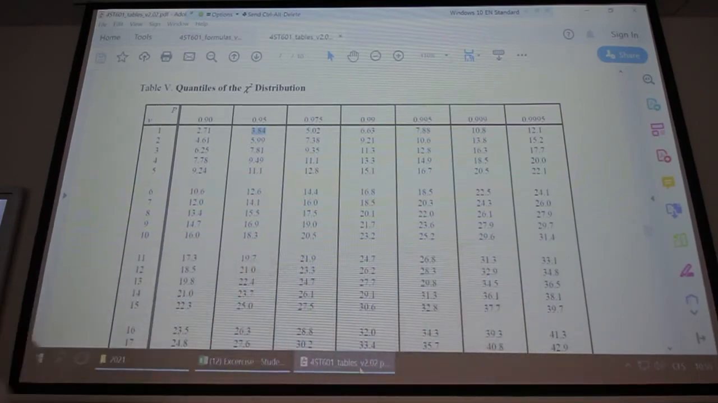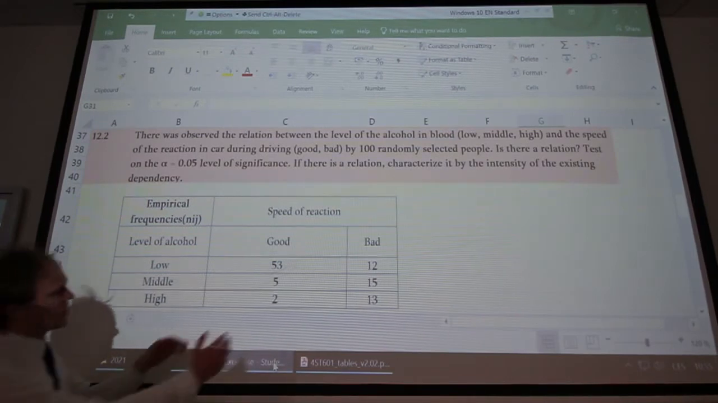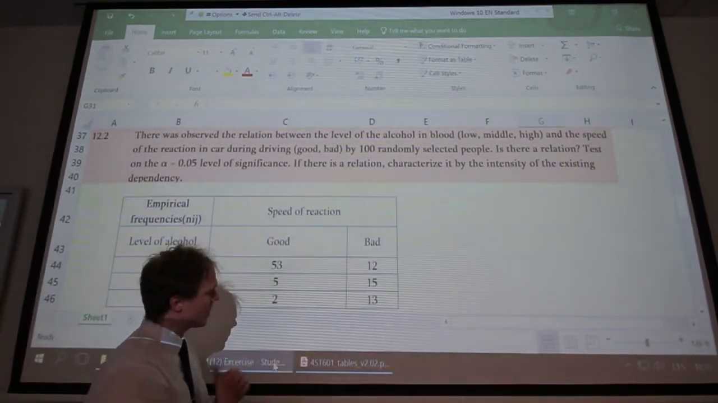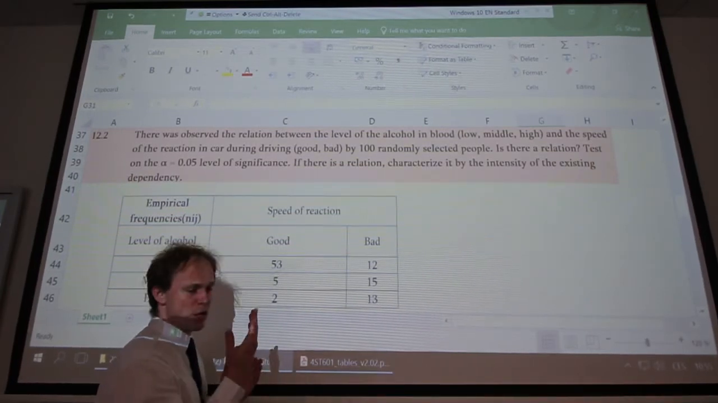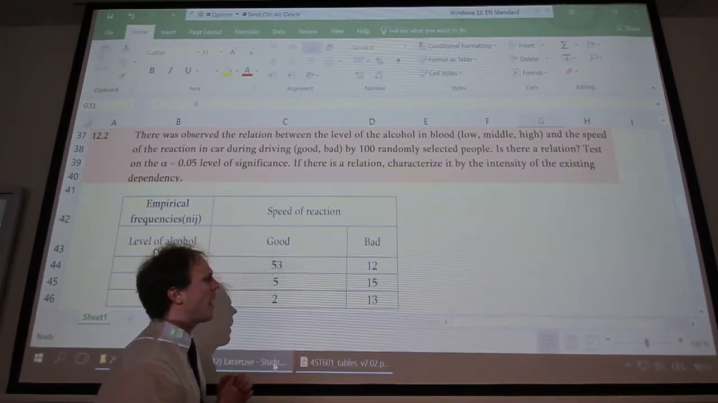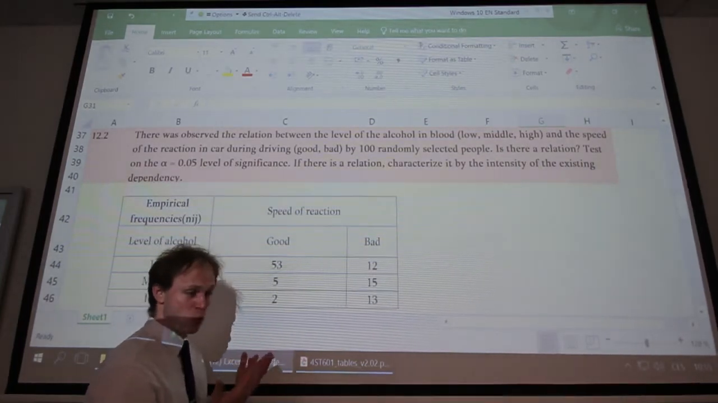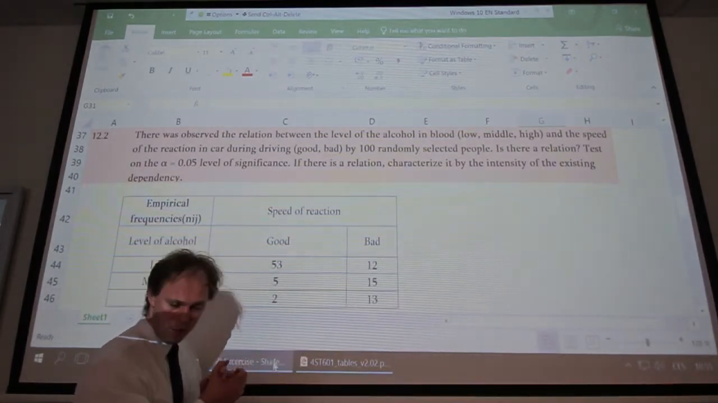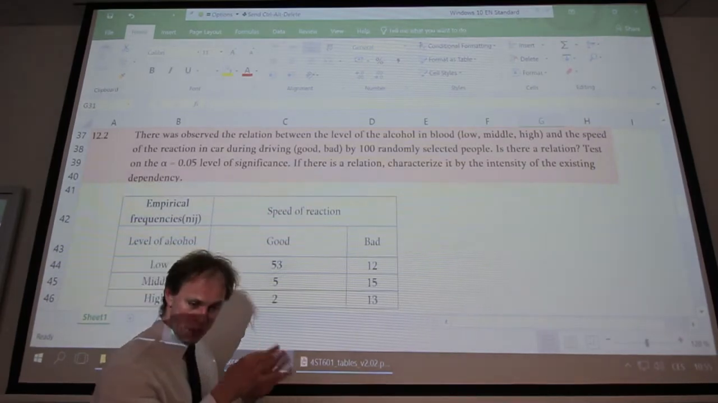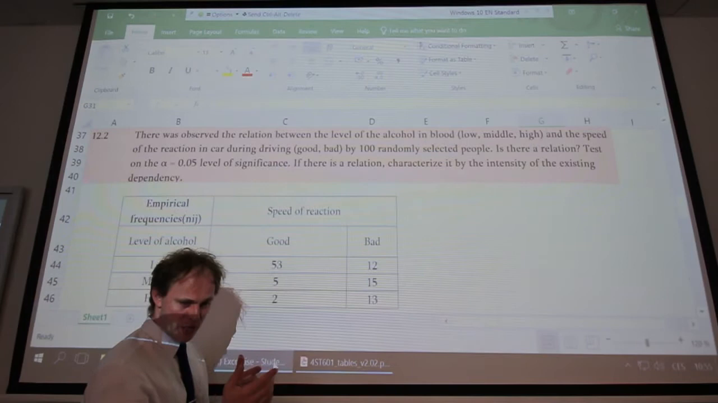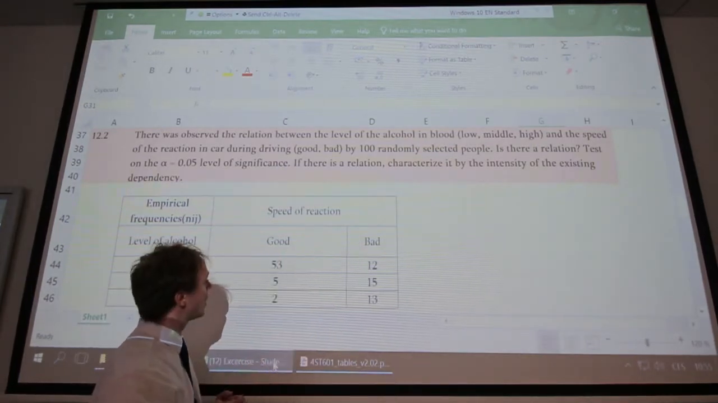Now we have a table with dimension 3 times 2. The degrees of freedom are calculated as 3 minus 1 times 2 minus 1, that is, the number of rows minus 1 times the number of columns minus 1. So 3 minus 1 times 2 minus 1 is equal to 2.